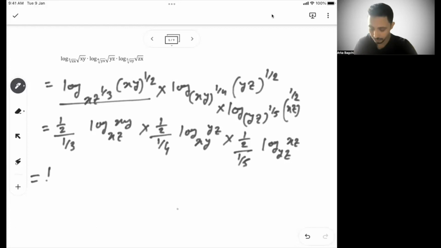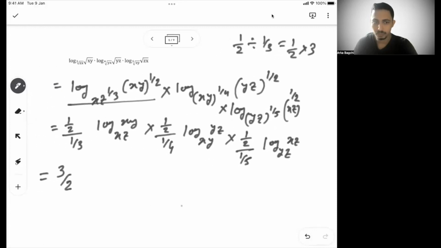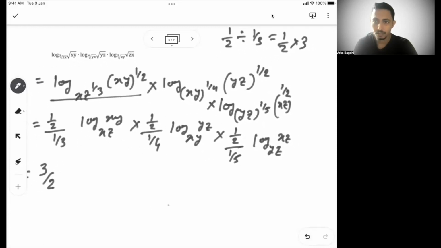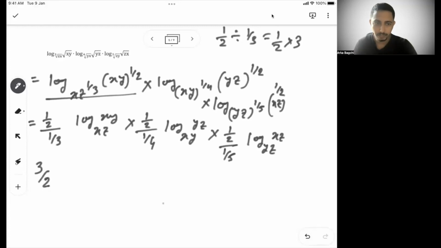So then what is there? Half divided by 1/3. So basically this will become 3/2. So 1/2 into 3, or 3/2. Okay. Now with 3/2, what I'm getting? 3/2 into log of xy by log of xz.